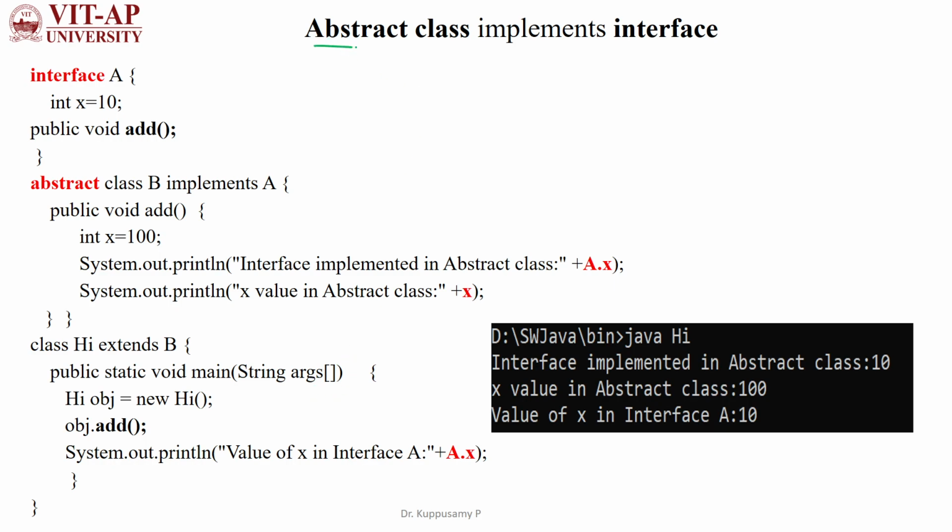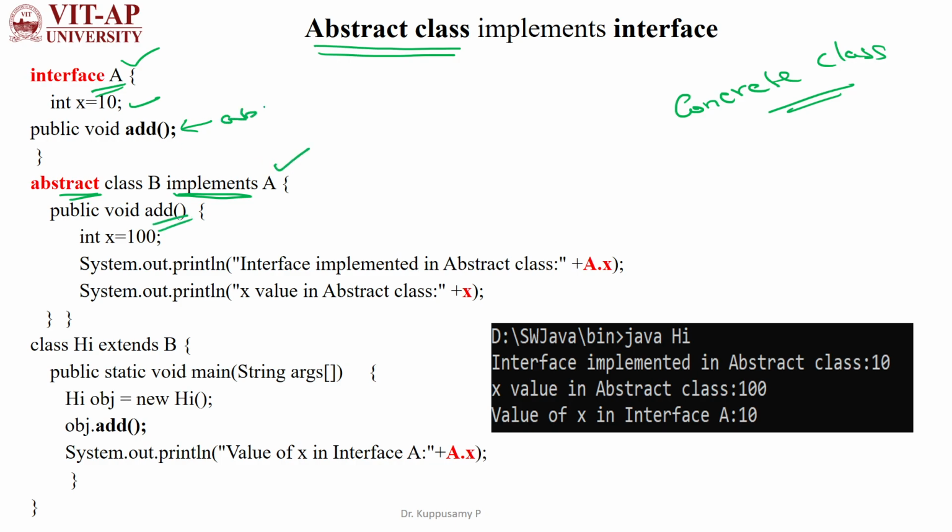One more thing. Until now we have seen only a concrete class implementing the interfaces. Now we are seeing that an abstract class can also implement the interface. The interface is defined with variable x and the abstract method add. Then an abstract class is created which implements interface A, and I implement the abstract method add inside the abstract class.